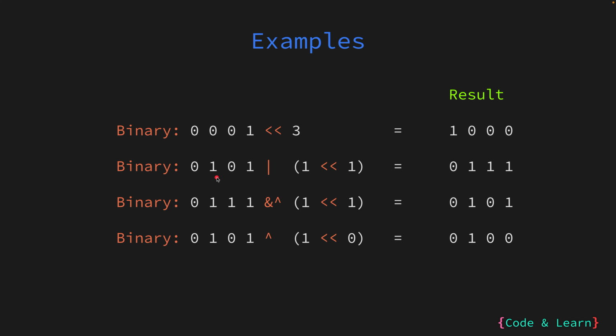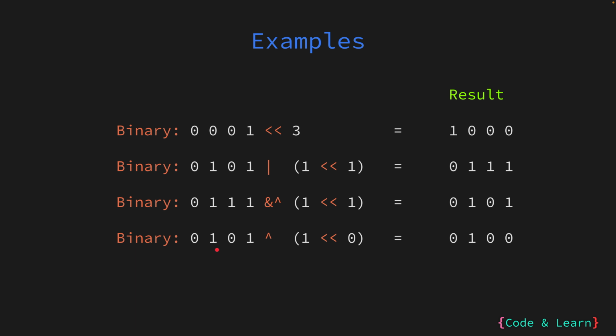In the second example, A is 5, or binary representation 101. i is 1 and the expression A | (1 << 1) will result in binary representation 111, where the bit at position 1 is set to 1 while the other bits remain the same. In the third example, A is 7, or binary representation 111, and i is 1. The expression A & ~(1 << 1) will result in binary representation 101, where the bit at position 1 is set to 0 while the other bits remain the same.